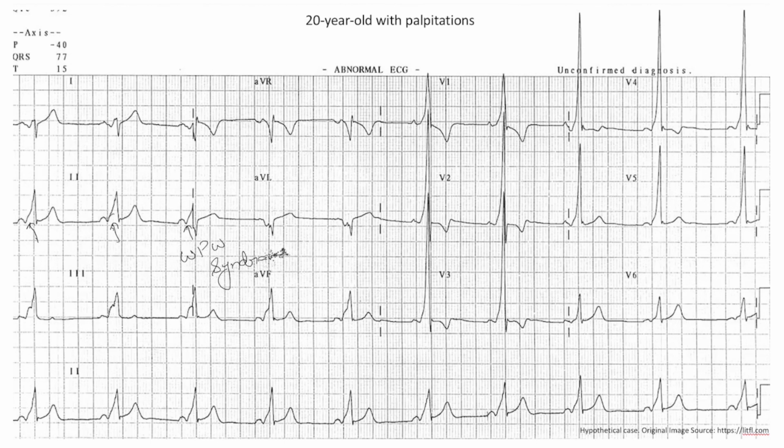So what we're seeing is the initial slurring would be the delta wave. And also notice that the PR interval is decreased. So when we see a decrease in PR interval along with the delta wave, you would want to think of an accessory conduction pathway and WPW syndrome. And this predisposes you to several arrhythmias.